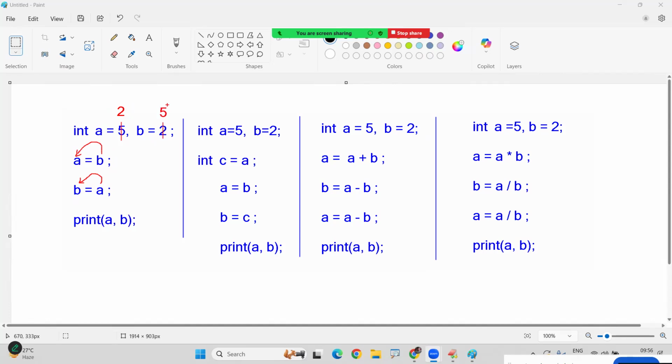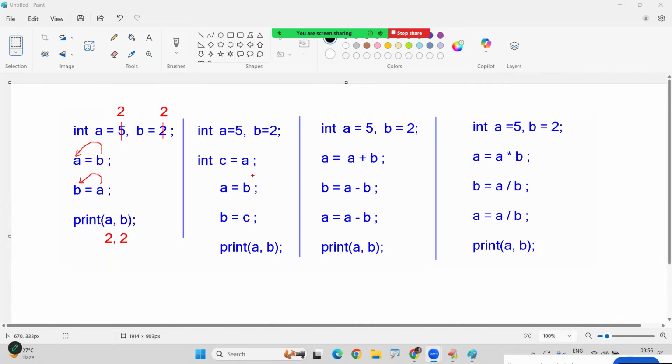What is that b value? 5? No. What is that value? 2. Everyone will get confused here. a value you are storing into b. a value is not 5. What is that a value? 2 will be stored into this one. Output is 2 comma 2.